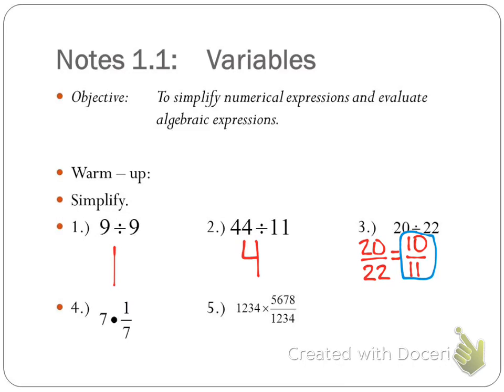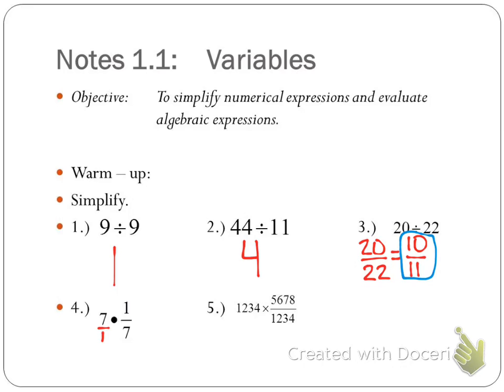All right, number 4 should be easy, but the way it's written might be a little strange. Did anybody get the answer for number 4? 1. I like the answer 1. I like it because when we multiply with fractions, first of all, we like them to both be fractions, right? So I could put 7 over 1, so they're both fractions.